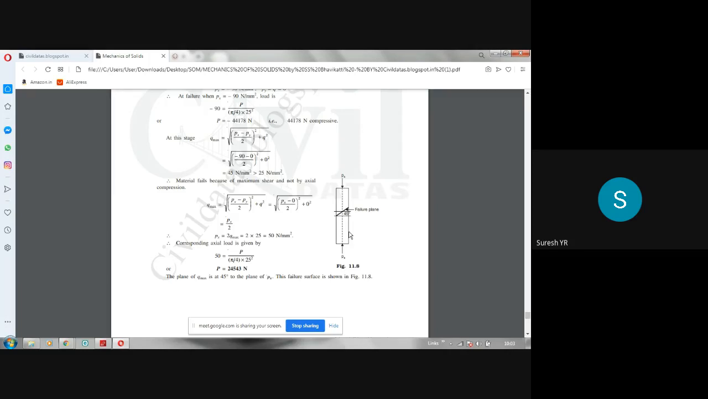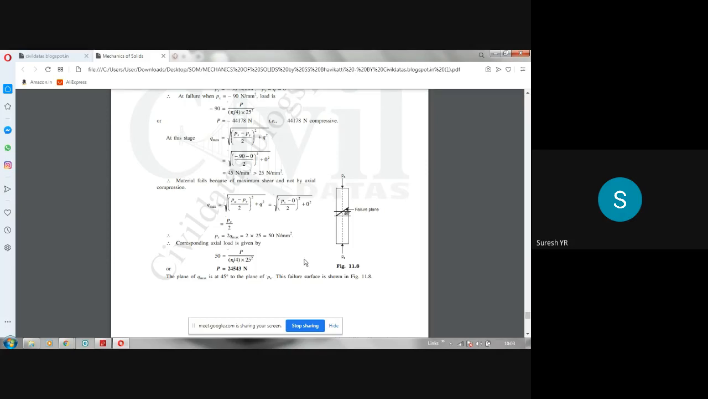90 Newton per mm square it cannot take. It fails before it fails by compression. It fails by shear. So each material has got its strength in three things: tensile, compressive, and shear. It may fail in one of the cases. So it may fail by tension, it may fail by compression, or it may fail by shear.